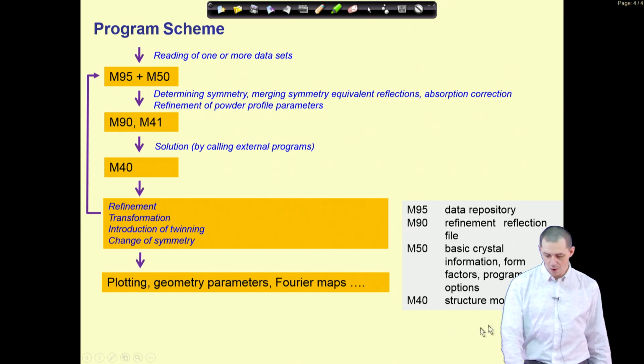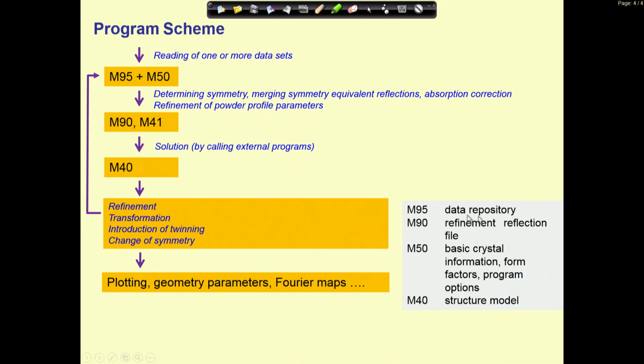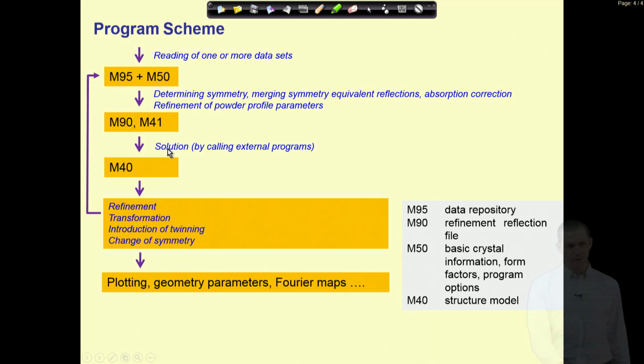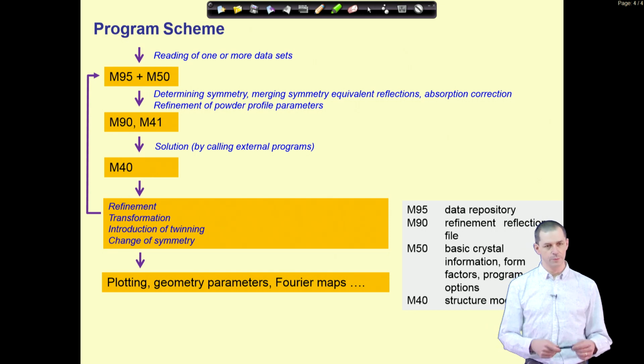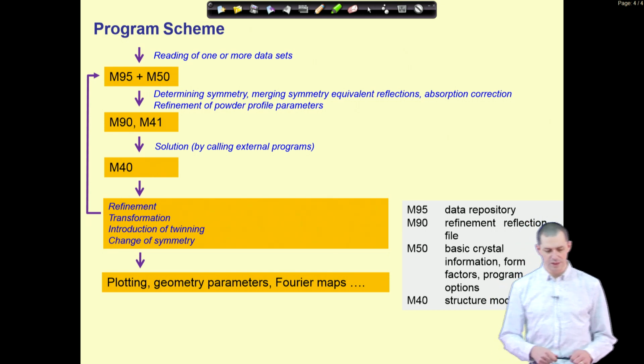So here you see the list of the most important files. M95 contains reflections, M90 contains processed reflections, so for example with systematic absences excluded and with reflections averaged by symmetry. M50 is the crystal information: symmetry, unit cell dimensions, twinning, and so on. And M40 is the structure model. So we obtain the processed reflection files from the raw data. We solve the structure and obtain the structure model in M40, and then we can do all the other steps: refinement of structure, transformations, interpretations, and so on.